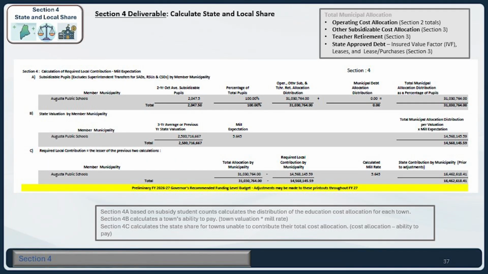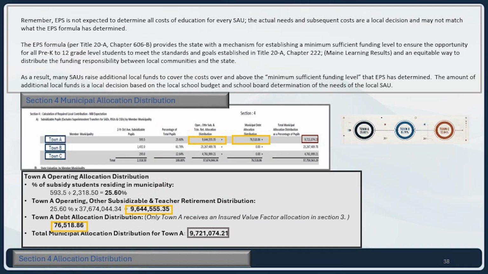So now that we have your cost allocations totaled from section 2 and 3, those two added together, that is what we're going to use to determine state and local share in section 4. If you are an individual town SAU, you are responsible for 100% of that cost allocation. But if you are a multi-municipality town, we have to determine how much of that cost allocation from section 2 and 3 each town is responsible for.